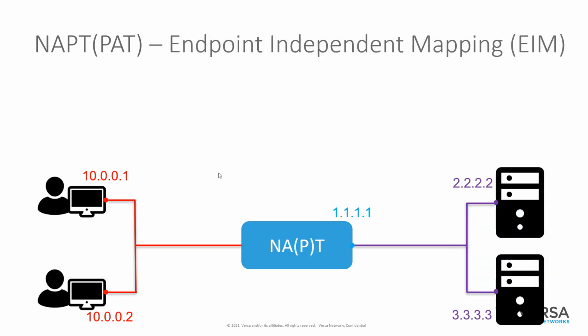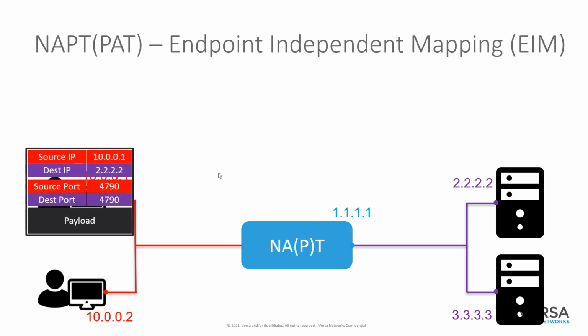Now, let's review one more use case, so-called endpoint independent mapping. This is one of the operations which can be configured on the NAT, and in certain cases it's actually used extensively. I'm going to show you later which use cases in Versa utilize this specific connection.